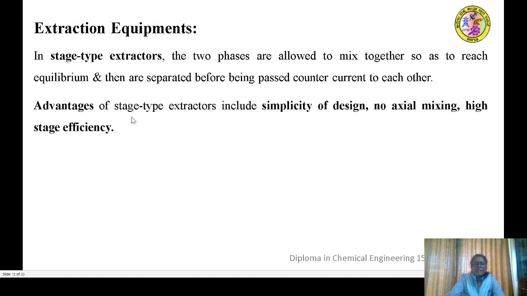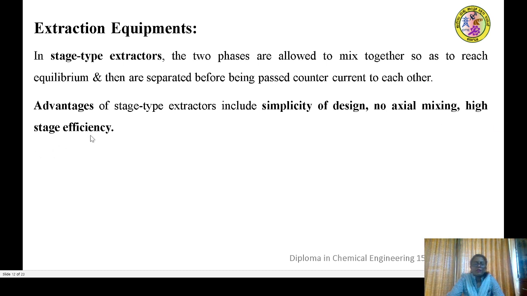The advantage of stage type extractors is the simplicity of design. The design is relatively simple. These have a lesser amount of axial mixing, that is, mixing along the axis. And they have high stage efficiency.